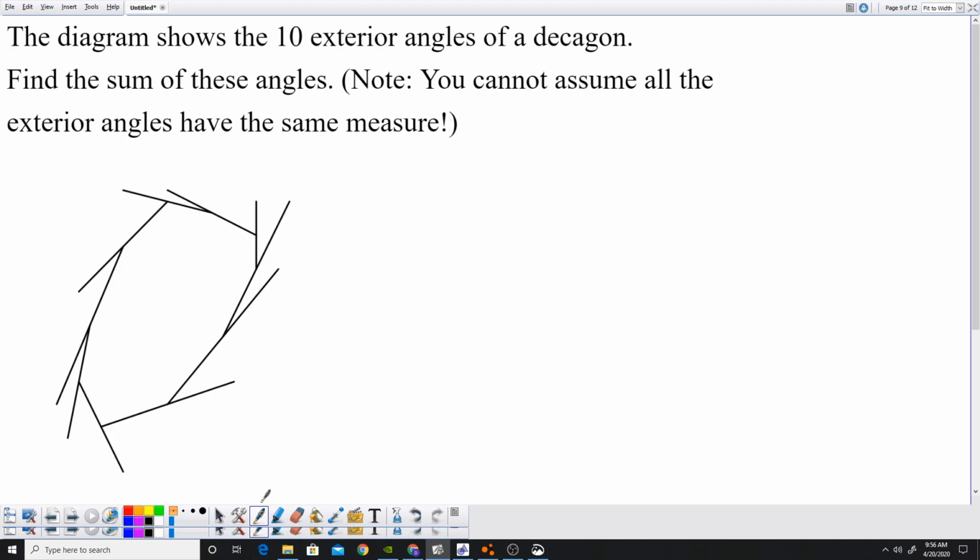Well, let's think back on the previous problem about what we learned about with interior angles. So we have 10 interior angles. 1, 2, 3, 4, 5, 6, 7, 8, 9, 10. Now, what relationship do these angles have with the exterior angles?